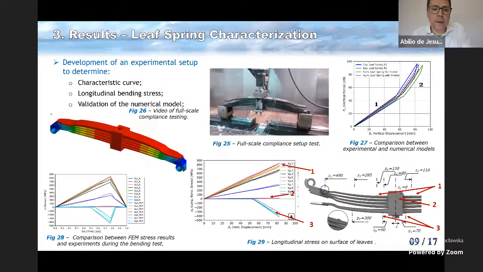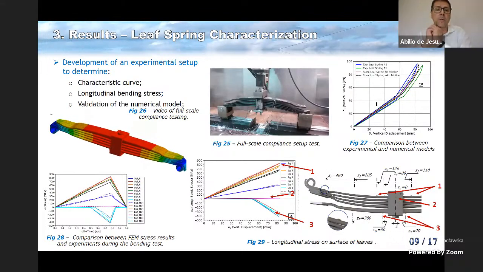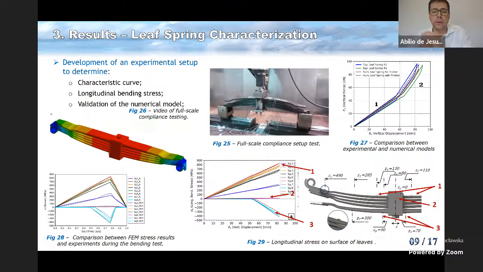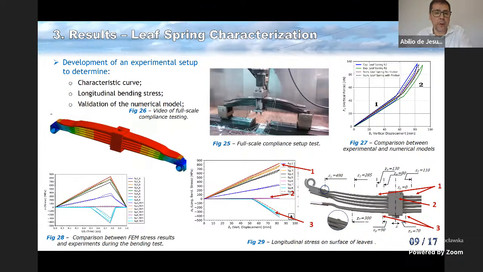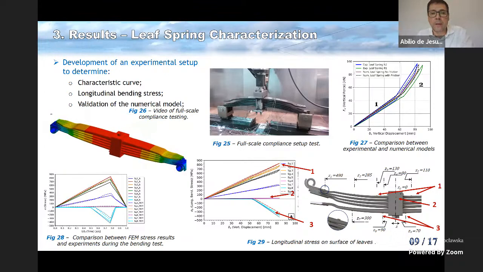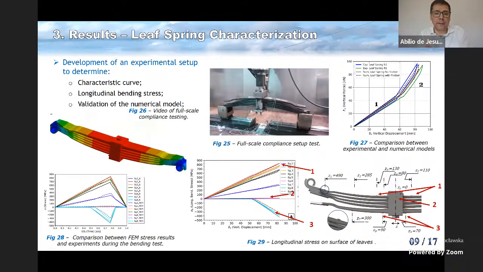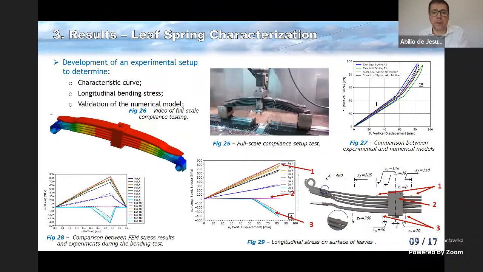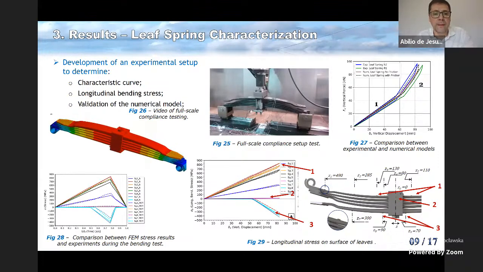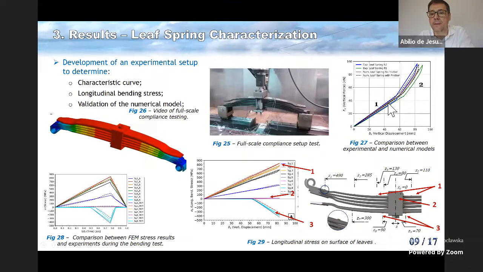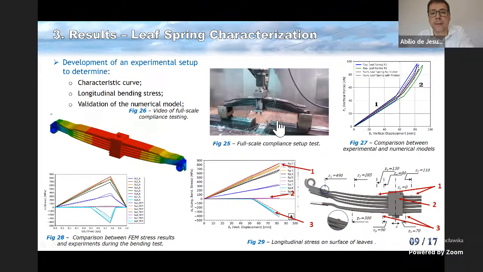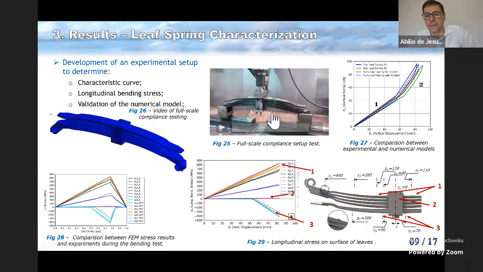In a parallel work, we try to create a digital twin of the spring. We test some springs in the laboratory to get the very accurate response of the spring, and we calibrate our numerical models with that information. So we are comparing not only the global stiffness behavior, but also the local stresses in some hotspots of the leaf springs.